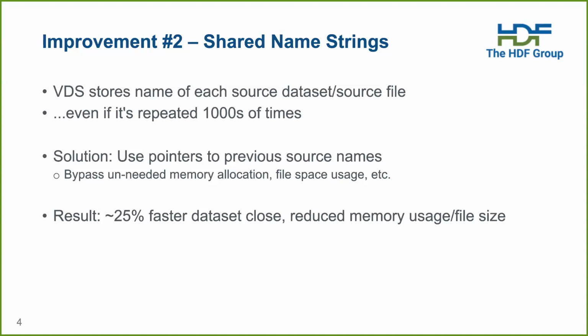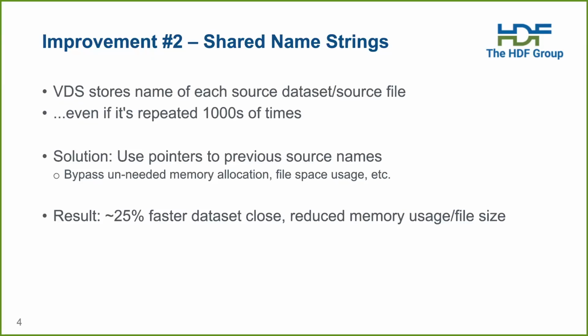So if you have 100 references to datasets in one file, now instead of allocating memory for each of those 100 separate instances of the same file name, it'll just be one instance, and then we'll have 99 pointers to it.